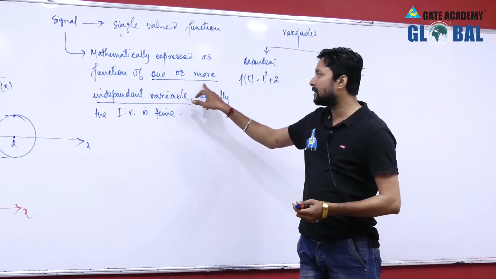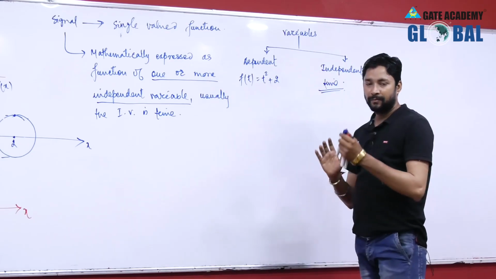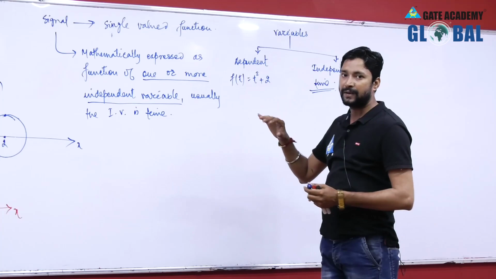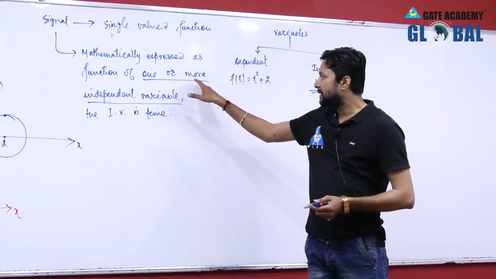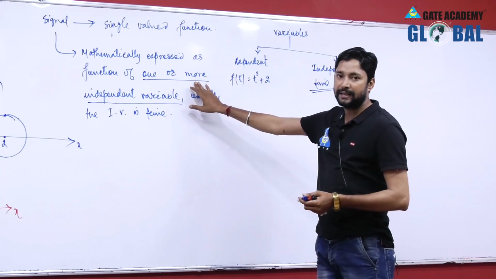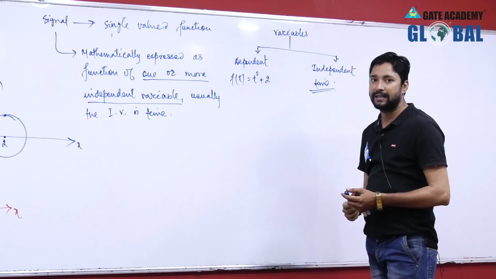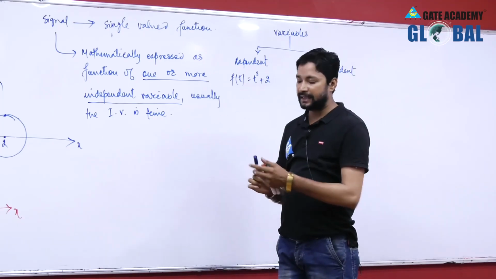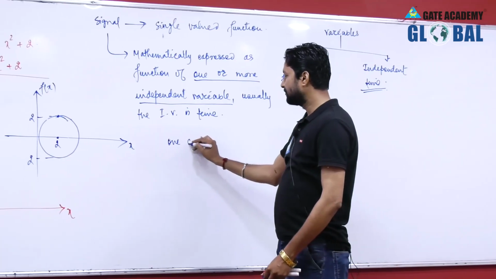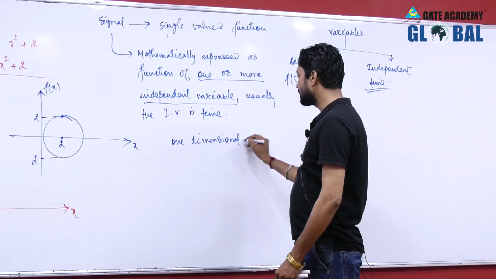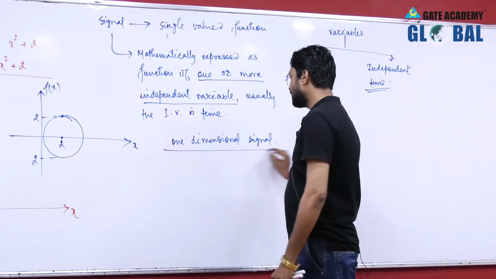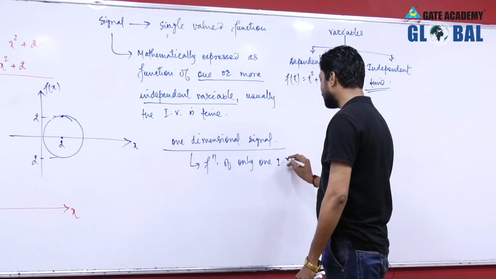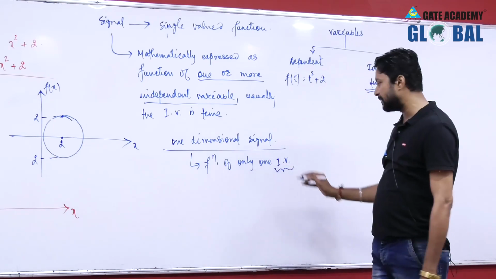Now what does it mean, one or more independent variables? If the signal is a function of only one variable, then it is called a one dimensional signal. If the signal is a function of more than one variable, then it is called a multi-dimensional signal. Like video signals are 3-dimensional signals, and picture signals are 2-dimensional signals. But fortunately, in the syllabus you only have to study one-dimensional signals, where the signal is a function of only one independent variable, and normally this independent variable is going to be time.